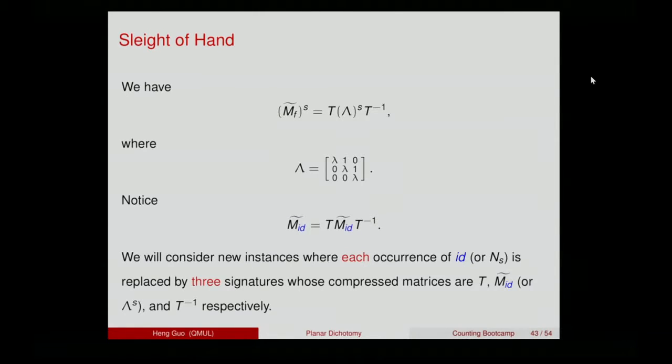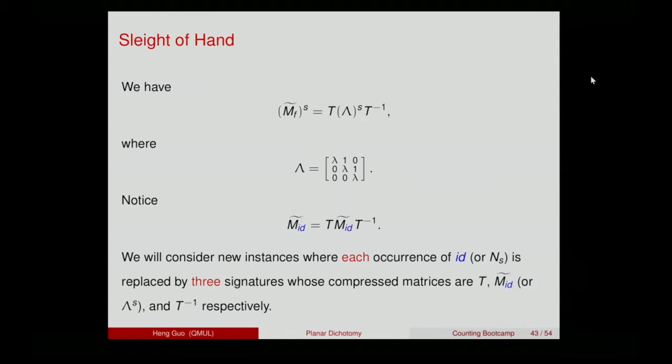So here is a little trick to do the interpolation. Because we can write this as T lambda to the s T inverse. But the original one, we can also write it in this way because it's identity. In some sense, this is kind of a discrete holographic transformation, if you think about it. So what we do is we replace each occurrence of this by three matrices, three functions, each of which corresponds to the three matrix T or ID or T inverse. And similarly here.